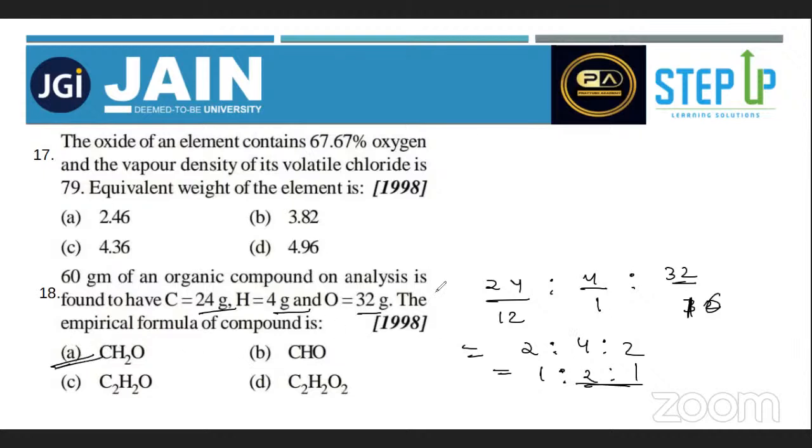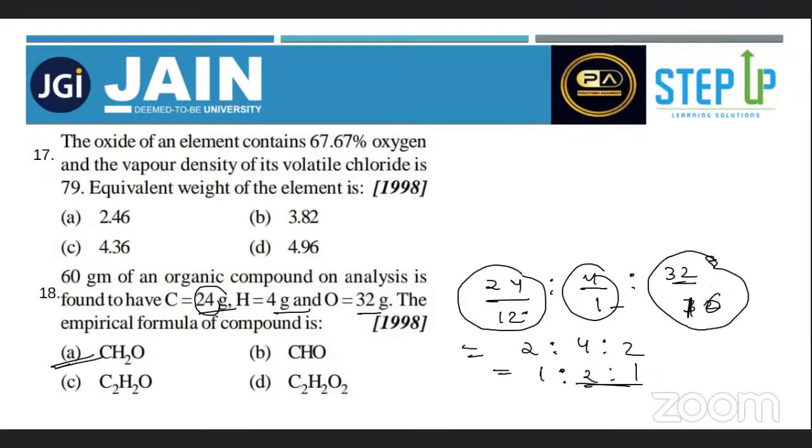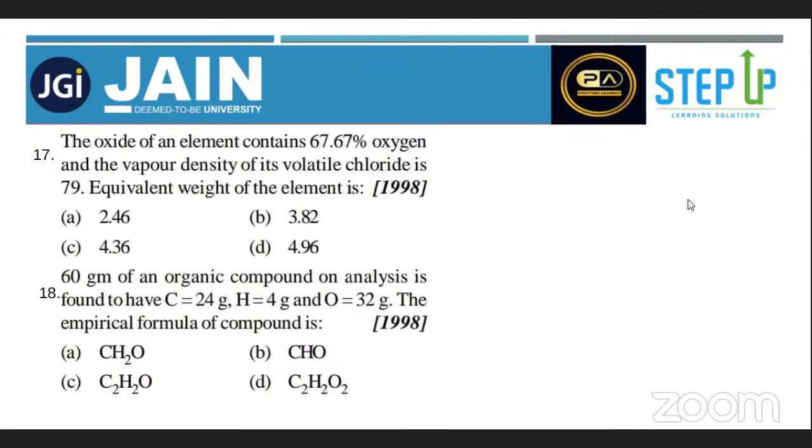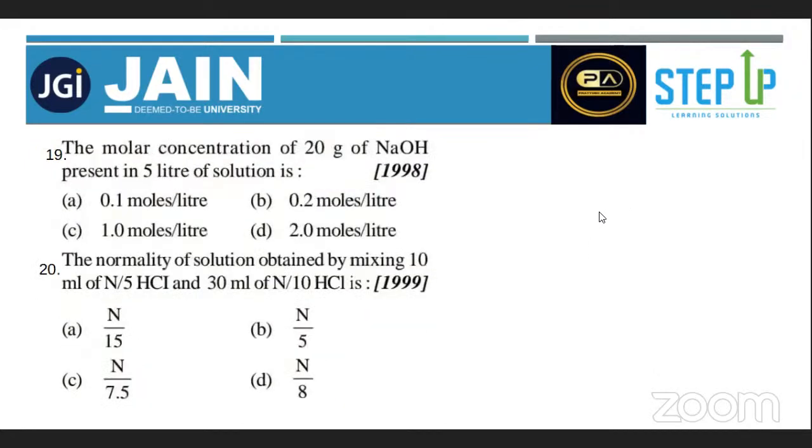Don't get into forming tables and all. Just do it directly. You find out the ratio of atoms: the mass by atomic mass, mass by atomic mass, mass by atomic mass. So this is all atomic mass we added. We got the answer. Okay. Next. Okay, next question.